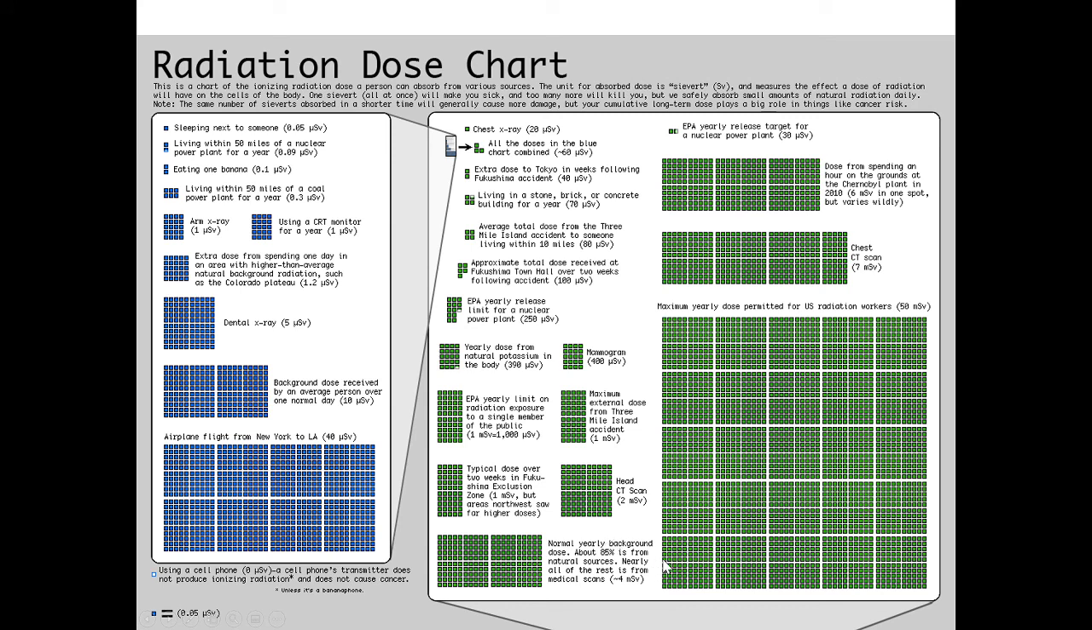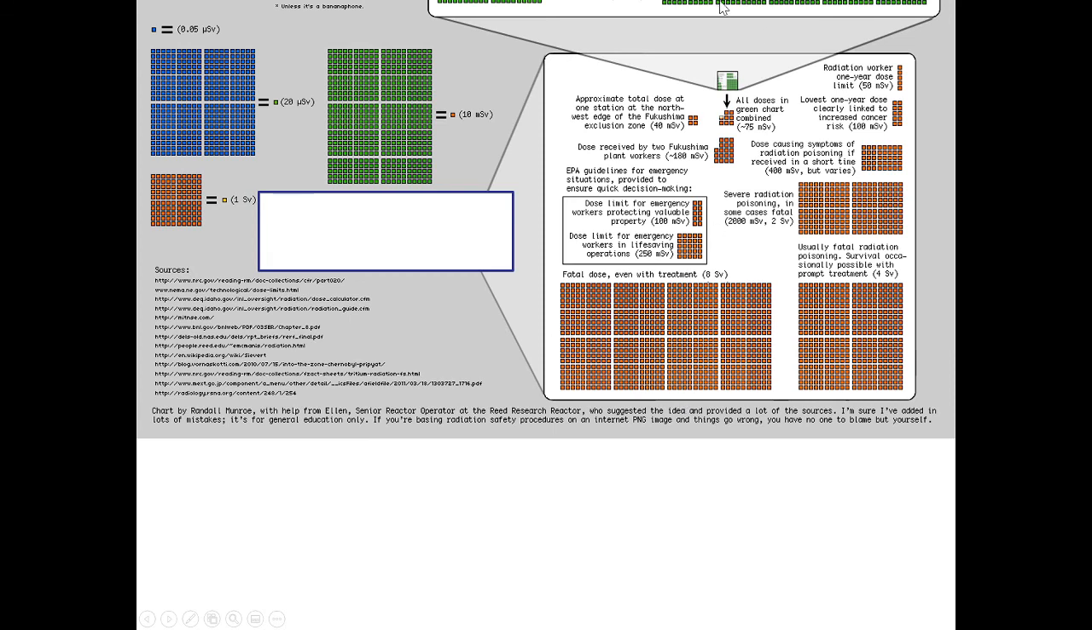What else do we have here? I mean, there's a lot of stuff we can look at. Let's see here. Dose from spending an hour on the grounds at the Chernobyl plant in 2010, 6 millisieverts in one spot, but varies wildly. Okay, so this is where the nuclear accident was in the former Soviet Union. Maximum yearly dose permitted for US radiation workers, 50 millisieverts. And again, that gets smaller here. Approximate total dose at one station at the northwest edge of the Fukushima exclusion zone, 40 millisieverts.